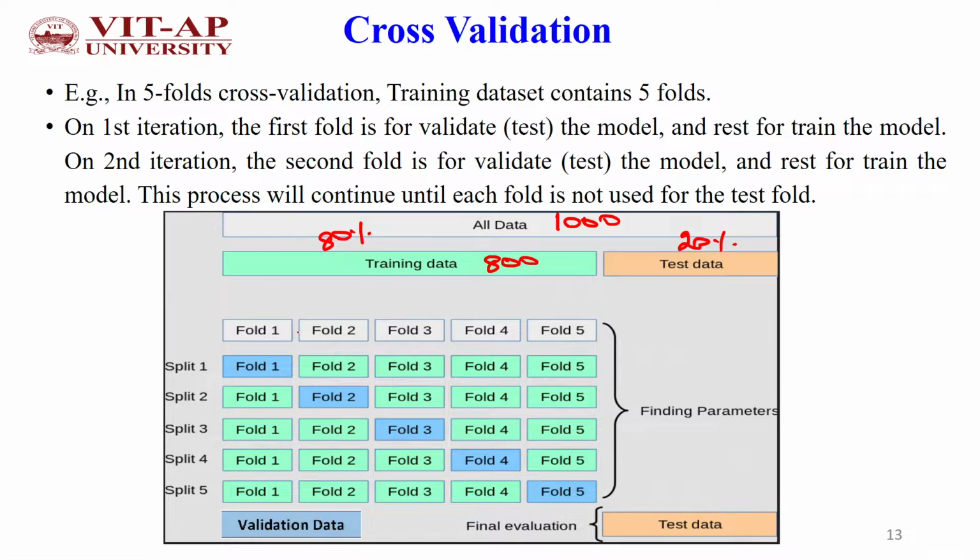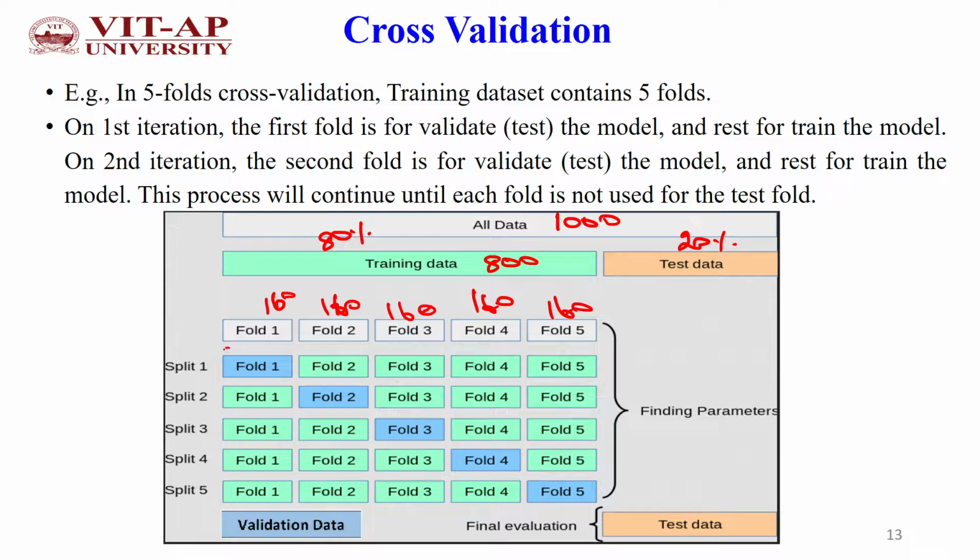These 800 samples will be divided into 5 groups. You look at that: fold 1, fold 2, fold 3, fold 4, fold 5. So this 800 is divided into 160 samples here, 160 here, 160, 160, 160. 5 sixteens are 80, so 800. Okay, so here 800 is divided into 5 folds.